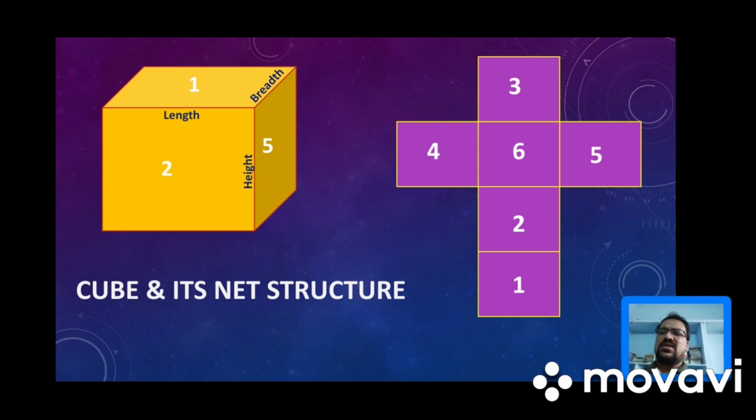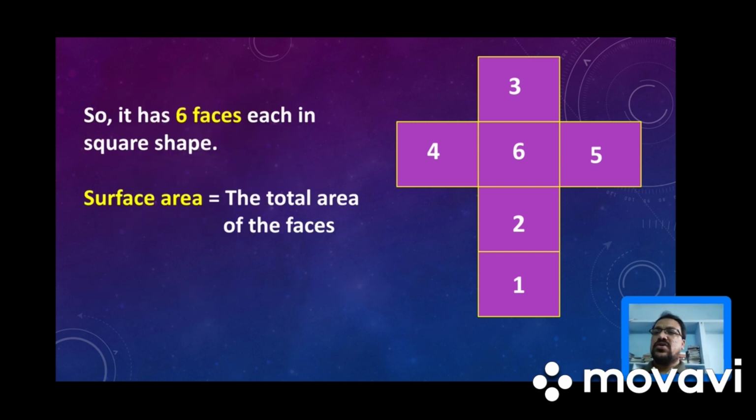Sir, what is this net structure? What is the use of this net structure? Wait, you can have a deep understanding of this topic. So it has 6 faces, each in a square shape. See, a cube consists of 6 faces, each of square shape. Each side is a square. So a cube consists of 6 square faces.